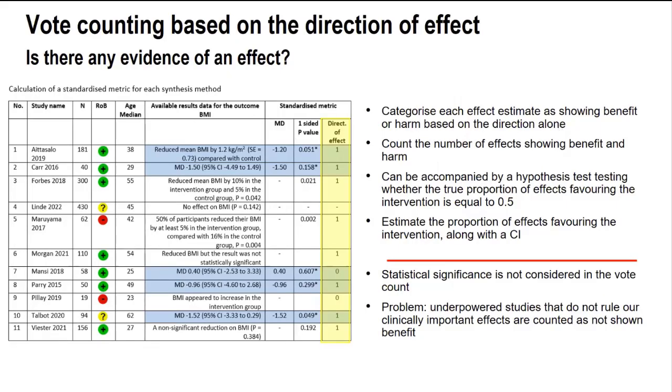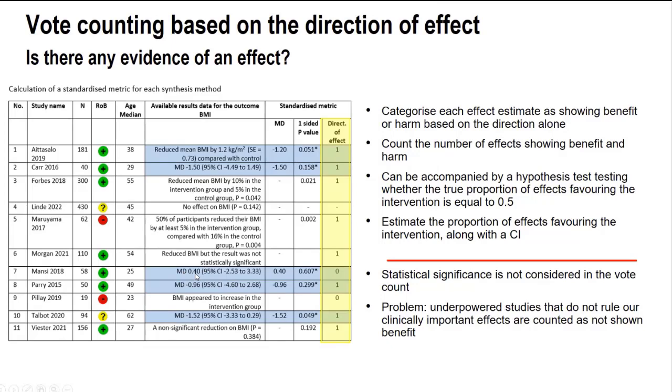And then the final synthesis method that we cover in the handbook and also in these worked examples is vote counting based on the direction of effect. What this does is it allows us to answer the question of, is there any evidence of an effect? So we categorize each effect as showing benefit or harm based on the direction alone. You can see in this column here, for the first study, there's a reduction in BMI. So I've coded my directional effect as 1. Down here, I can see my mean difference is 0.4.